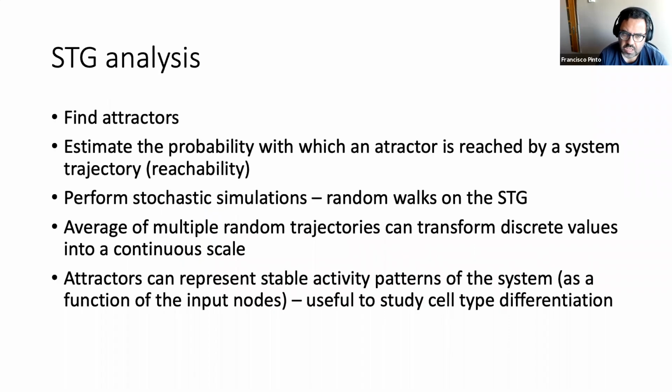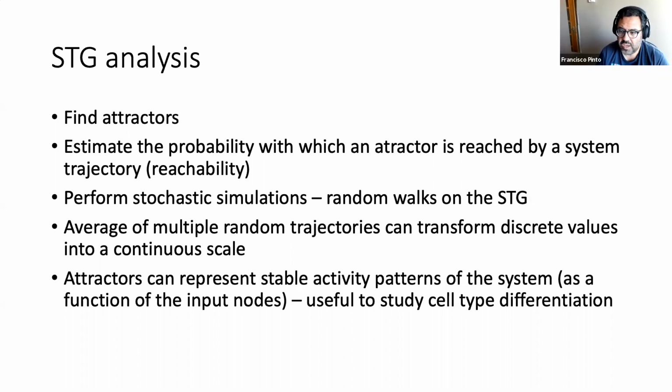No. So the questions that we can try to answer with these models is, for example, if this network of signaling or of gene expression regulation is responsible for the differentiation of the cell state. You can find the attractors, and those attractors will correspond to a possible cellular state or cellular differentiated state. You can estimate the reachability, that is the probability with which an attractor is reached by a system.